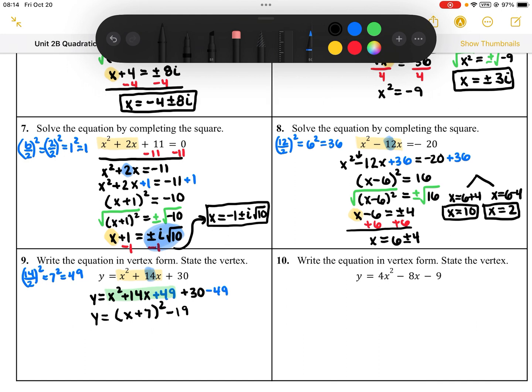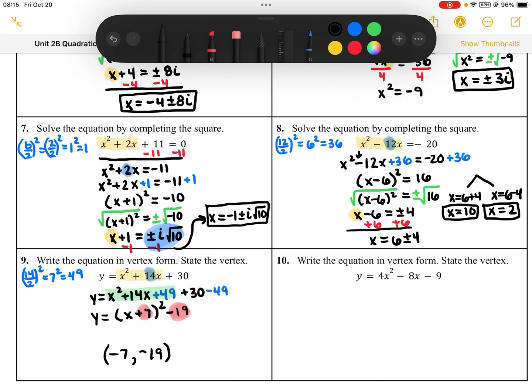So now I can go identify my vertex. My vertex is my h comma k. Remember, inside lies. So when I go look at my h value, it says plus 7. So I need to think opposite. Opposite of plus 7, negative 7. Then my k value is going to be negative 19. So my vertex is negative 7, comma, negative 19.